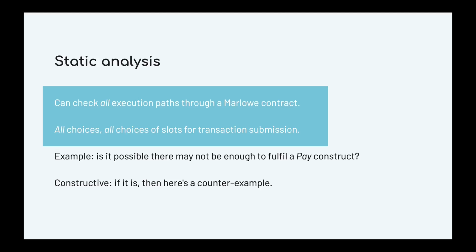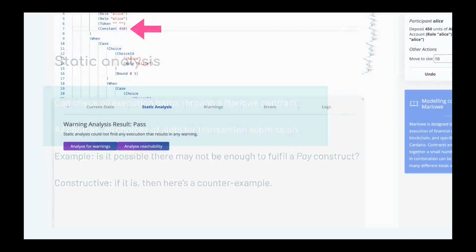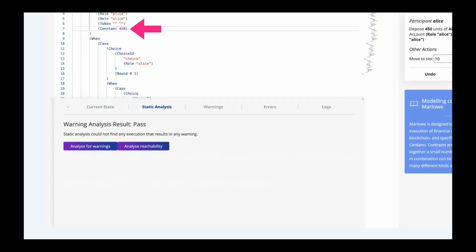And here you can see, just again to emphasize these, here's the assurance. We can do this high level check through all execution paths. So here you see a fragment of a Marlowe contract. It's an escrow contract where the contract starts with a deposit of 450 Lovelace. And checking the analysis in the playground, we've got the result. Static analysis could not find any execution that results in any warning. So that's saying you're okay. It's not going to give you a warning whatever you do.